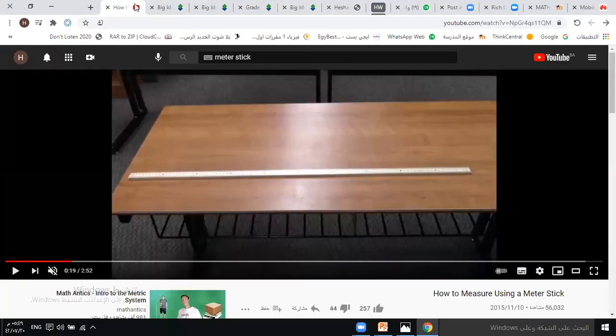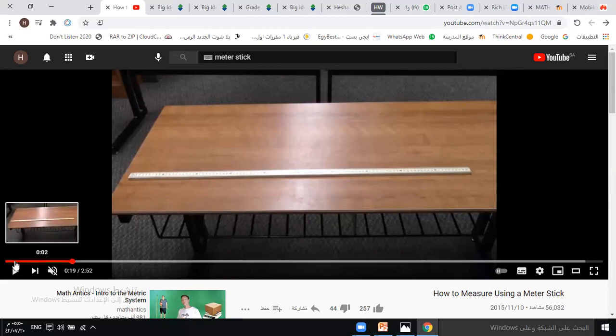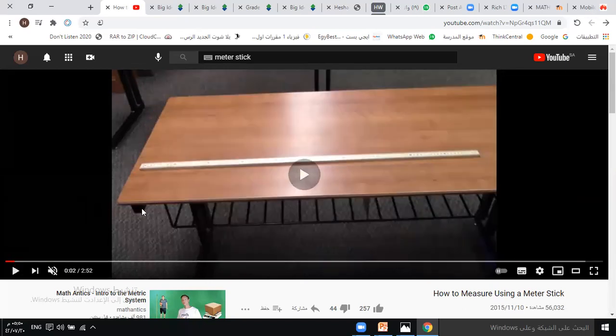Can you see, grade 2? This is the meter stick. This is called a meter stick. Okay, a meter stick equals 100 centimeters. It's numbered from 0 to 100, from 0 to 100 centimeters. Okay, so this is called a meter stick.